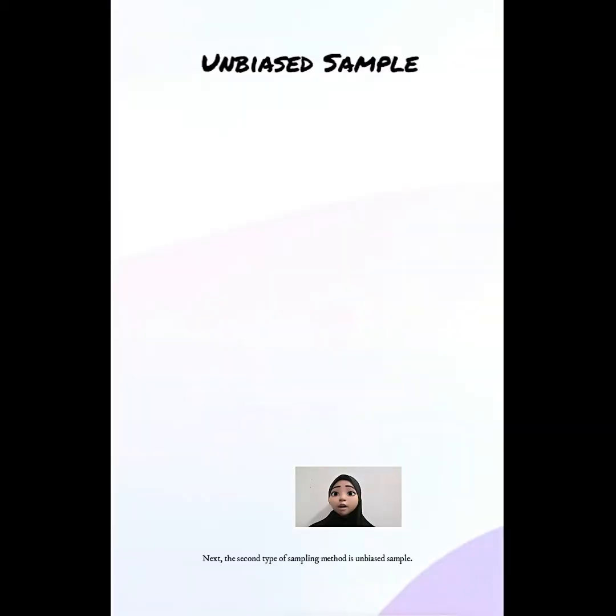Next, the second type of sampling method is unbiased sampling. What is unbiased sampling? It is a sample drawn and recorded by a method which is free from bias. Basically, an unbiased sample is one that is representative of the entire population and gives each thing an equal chance of being chosen. So, how are unbiased samples conducted? There are three ways of conducting this type of sampling method.